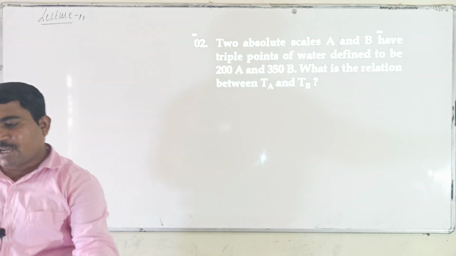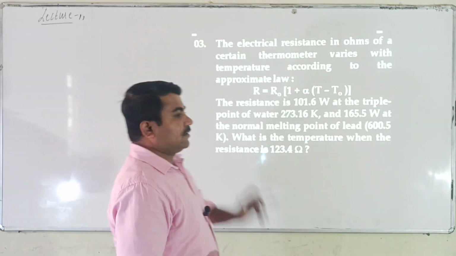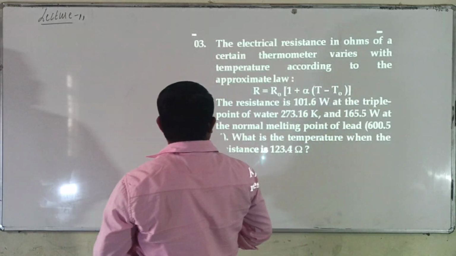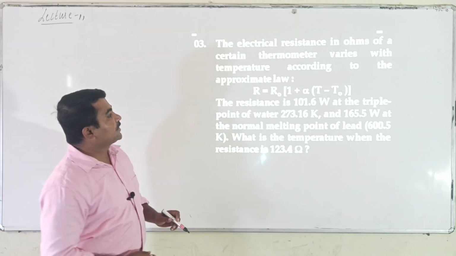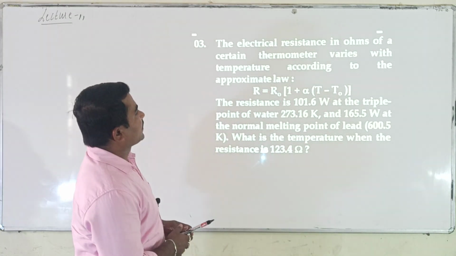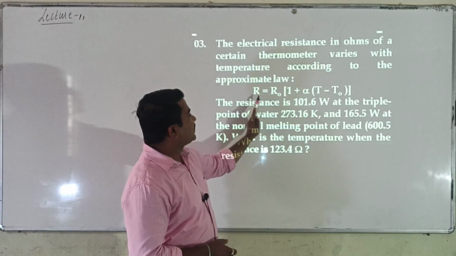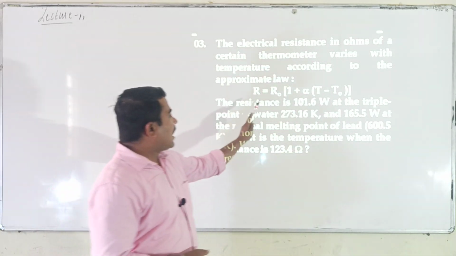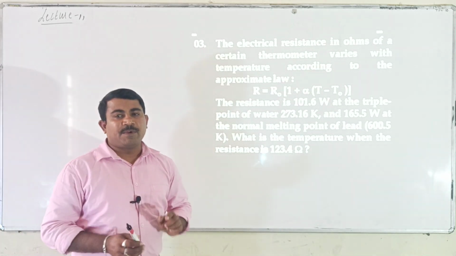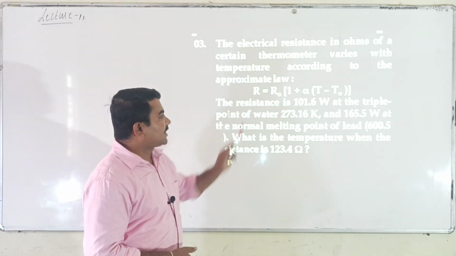Right. Shall I go for the new numerical? Look at me. One more numerical I can take. See here. The electrical resistance in ohms of a certain thermometer varies with the temperature according to this relation: R is equal to R naught into bracket 1 plus alpha into T minus T naught. I mean, resistance of a conductor increases with the temperature. This is given by this relation already.